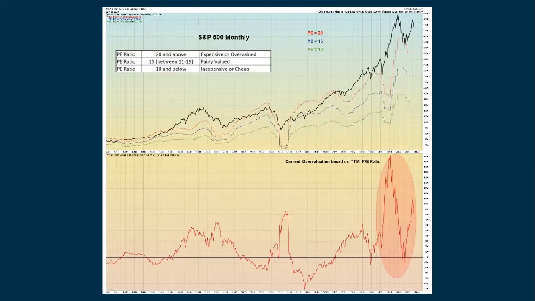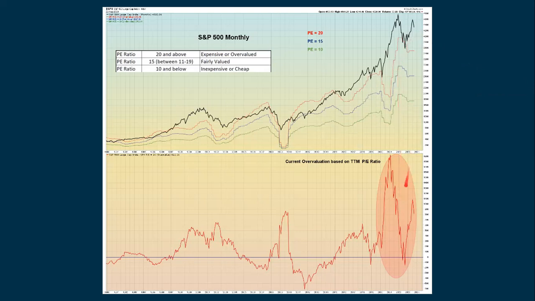The first chart that we look at is the PE chart. And we have a PE of 10, 15, and 20. Also on this same chart is the S&P 500. Right now, we're above the PE ratio of 20, which is the red dashed line. That's suggesting that on a historical basis, we are considered to be expensive.